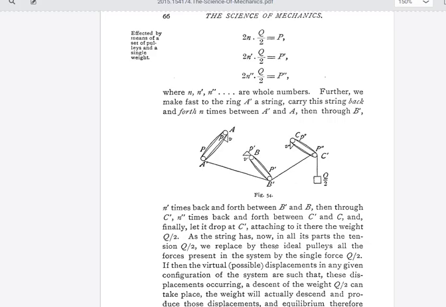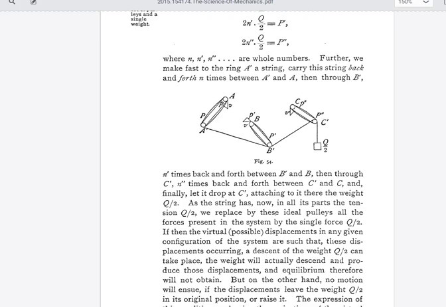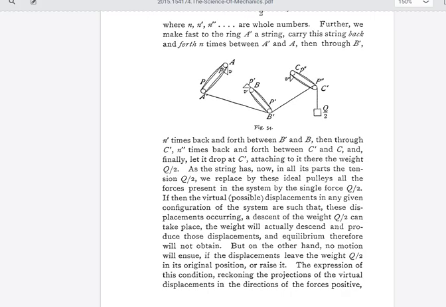If then the virtual, that is, possible displacements in any given configuration of the system are such that, these displacements occurring, a descent of the weight Q/2 can take place, the weight will actually descend and produce those displacements, and equilibrium therefore will not obtain. But on the other hand, no motion will ensue if the displacements leave the weight Q/2 in its original position, or raise it.